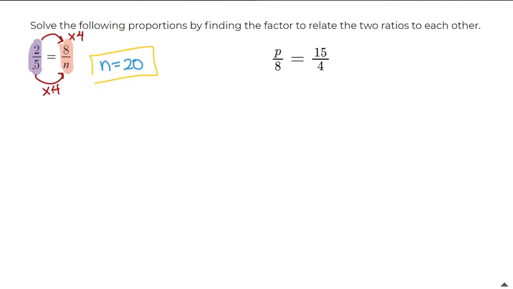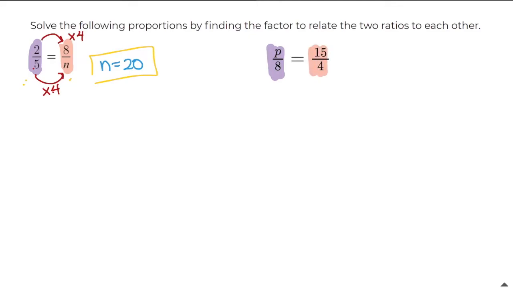Now, sometimes we're going to go from the left ratio to the right ratio, and sometimes we're going to go from the right ratio to the left ratio. How do we know? Well, here in our first ratio, it is p to 8. In our second ratio, it is 15 to 4.